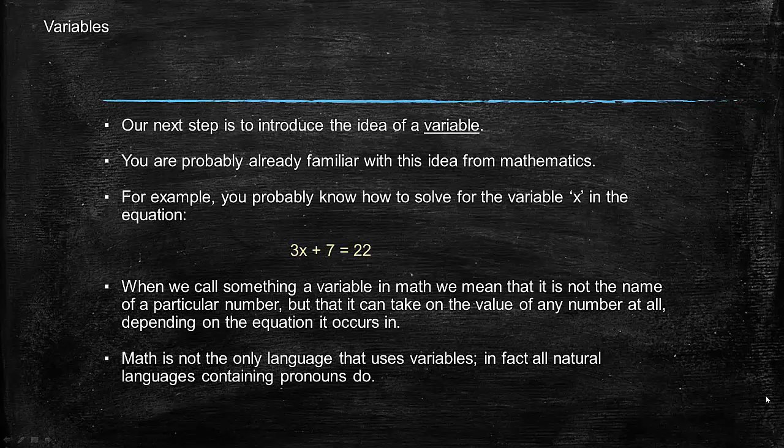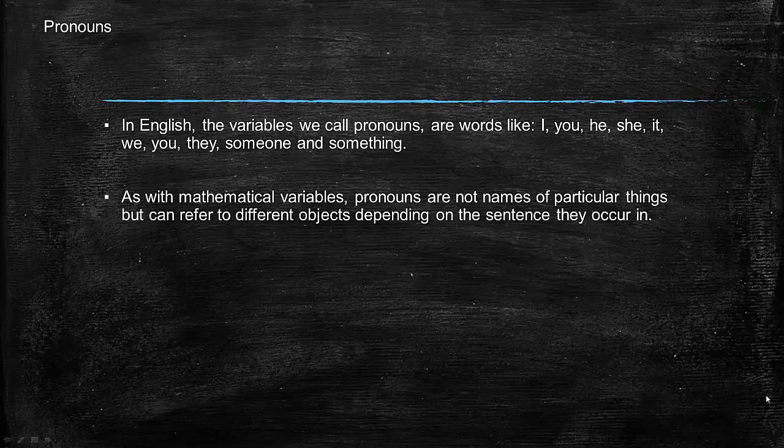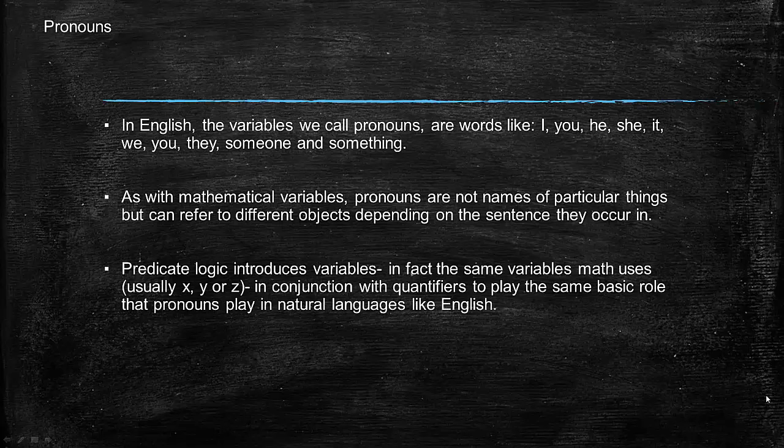So it turns out that math is not the only language that uses variables. In fact, all natural languages that contain pronouns do. So in English, the variables we call pronouns are words like I, you, he, she, it, we, you, they, someone, and something. So just like in math, pronouns are not names of particular things, but they can refer to any object depending on the sentence they're being used in.